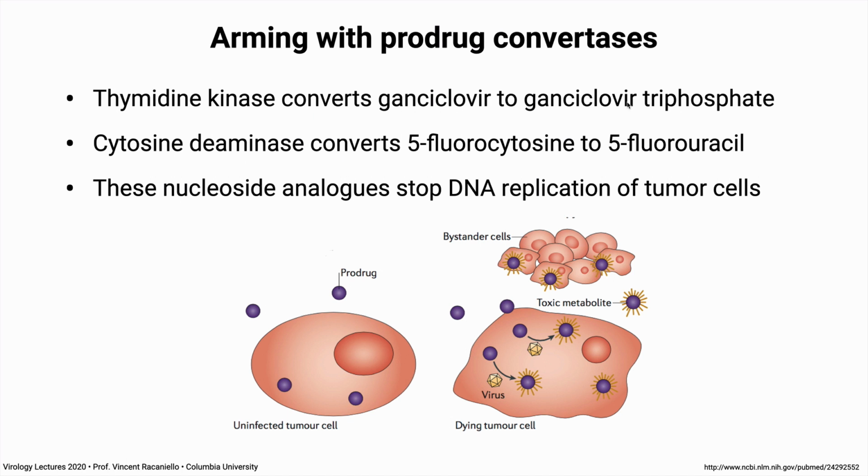And another example of prodrug convertases. Remember, TK converts prodrugs to inhibitory drugs, ganciclovir to ganciclovir triphosphate. You could put cytosine deaminase in, which converts 5-fluorocytosine to 5-FU. And these two, the triphosphates, stop DNA replication of tumor cells. You deliver them via the virus, you get them specifically into tumor cells. Drug is converted from the prodrug into the toxic metabolite, which will kill the tumor cell and will also kill bystander cells, and that's good if it's a big tumor mass.